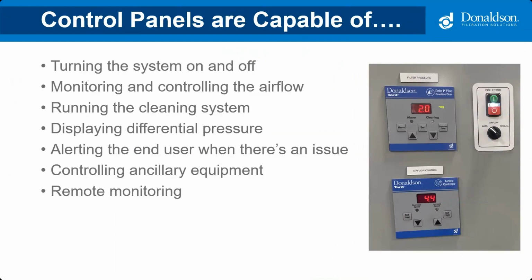Electrical controls are capable of turning the system on and off, monitoring and controlling the airflow, running the cleaning system, displaying differential pressure, which is important to help understand the condition of the filters, alerting the end user when there's an issue, such as when it's time to change the filters or empty the dustbin, controlling ancillary equipment, such as explosion mitigation devices, and remote monitoring of the system. Because they can be quite complex, specifying the best electrical control for your customer can be complicated.